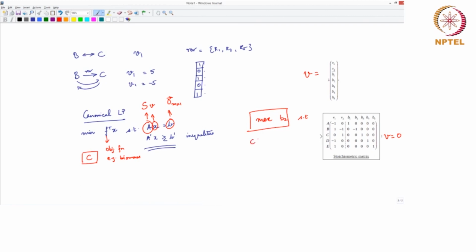So this has to be written as some C dot V. So what is the C vector that will multiply this to give you B2? It will be 0, 0, 0, 1, 0, 0, 0. So now C transpose, this transpose into this vector.